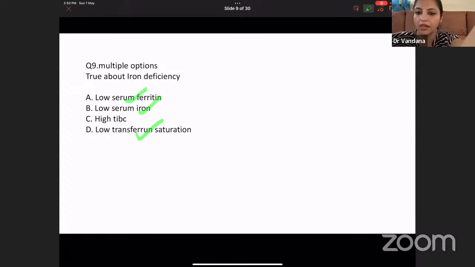Even when there's no iron, there will be low transferrin saturation. But because he's a very, very hungry beggar, he's searching for food everywhere, so your TIBC levels are very, very high. That is also true. So all the options that are given here are true. I think it was a multiple choice answer, so you have to remember.